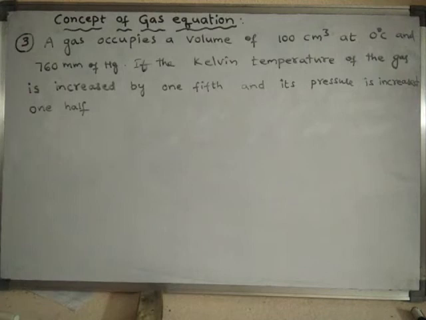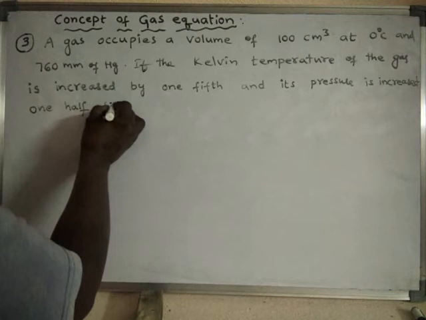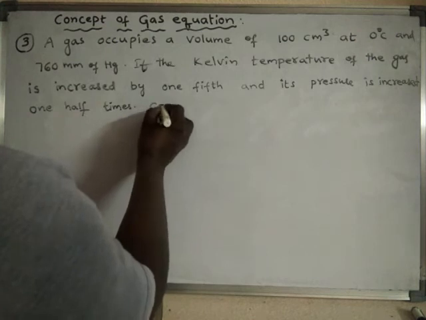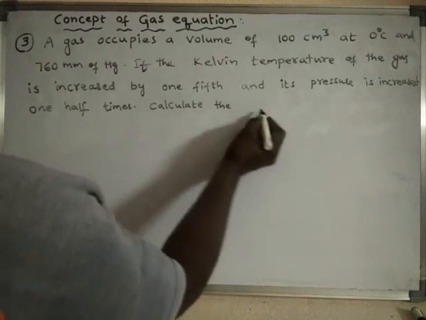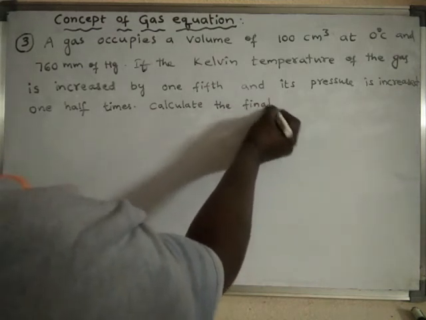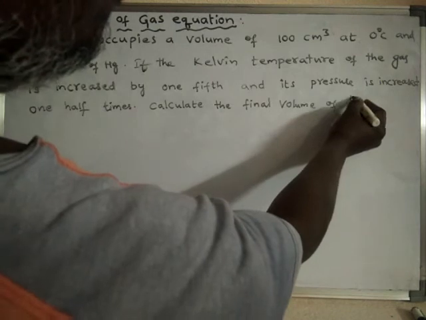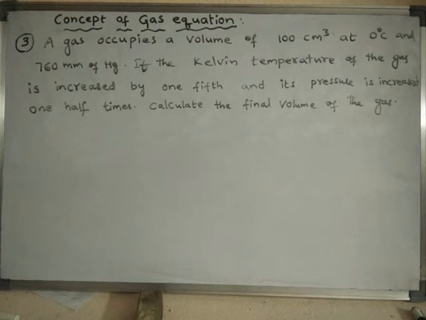If the temperature of the gas is increased 1/5 and its pressure is increased one half times, calculate the final volume of the gas. What is the final volume of the gas?